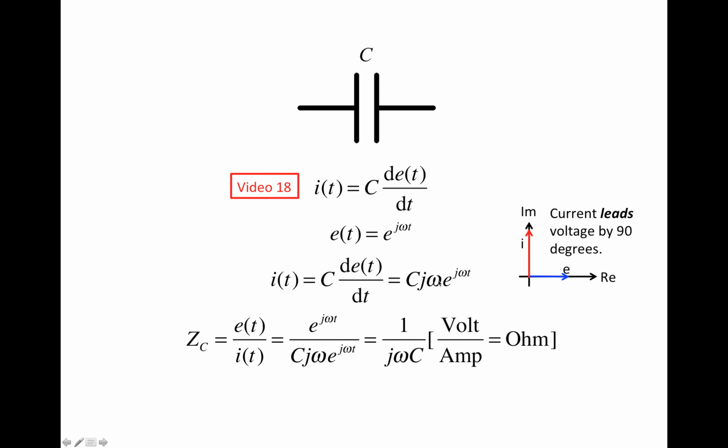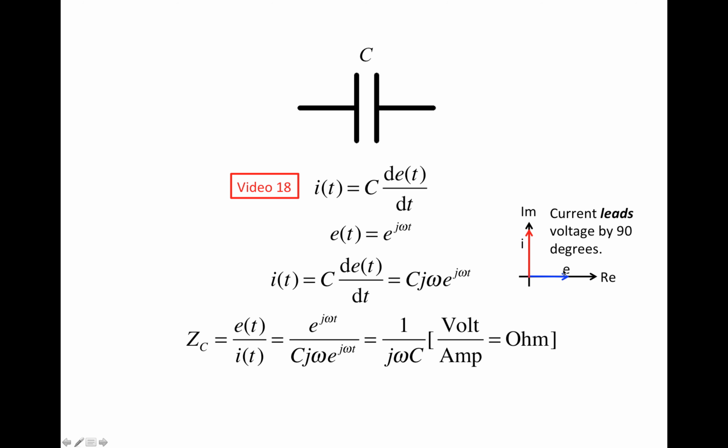The angular frequency omega and the capacitance C are real numbers, so they are just scaling factors. They don't really change the angle, right? They don't really rotate the voltage vector in the complex plane, right? But the multiplication by the imaginary unit j is equivalent to counterclockwise rotation by 90 degrees, which was one of the results we obtained in the last video, right?